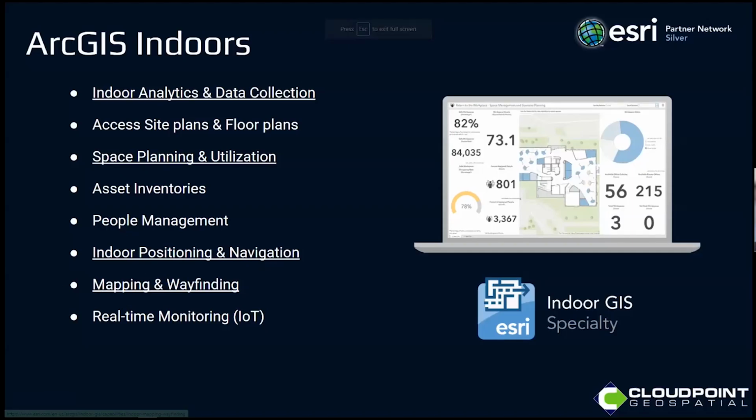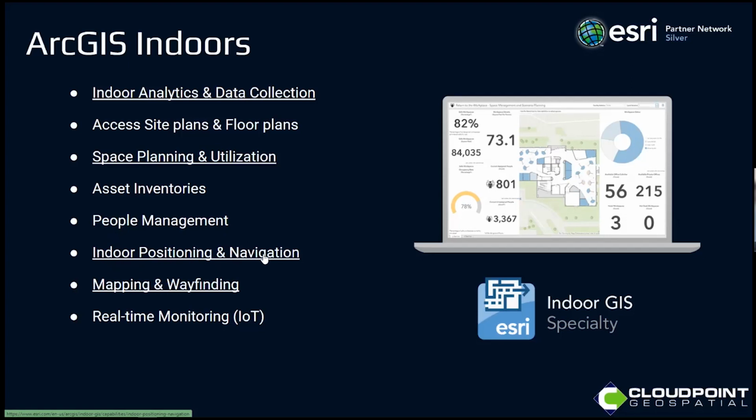So ArcGIS Indoors is basically a collection of tools and features that are in ArcGIS Pro, but you also need an enterprise portal or ArcGIS Online to publish to and to be able to share your indoors maps out. It can be used for site plans, floor plans, space planning and utilization. We can use it for asset inventories. We often get questions about whether people can tie in their existing asset systems or work order systems with Indoors, and typically the answer is yes. However, it depends on who the provider is, but typically we're able to make that happen.